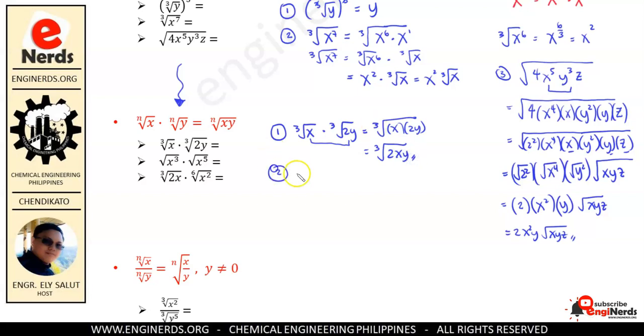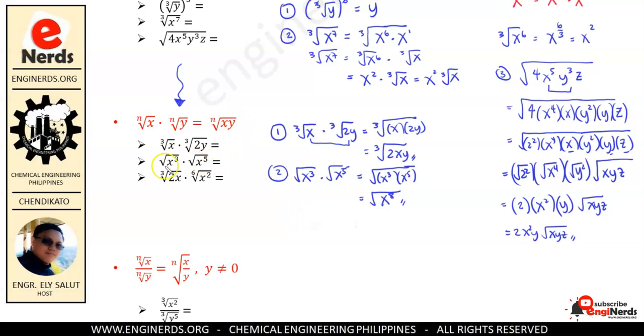Problem number 2, we have the square root of x cubed times the square root of x to the 5th. Okay, so pareho siyang naka-squared. So, we will just multiply yung kanyang radicand. So, we'll have here the square root of x cubed times x to the 5th. So, loss of exponent, we will just add the exponents here. We'll have here square root of x to the 8 because 3 plus 5 is equal to 8.